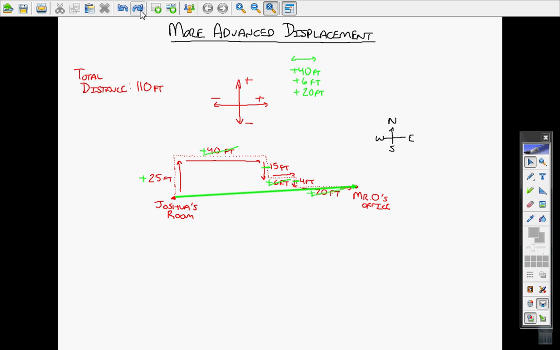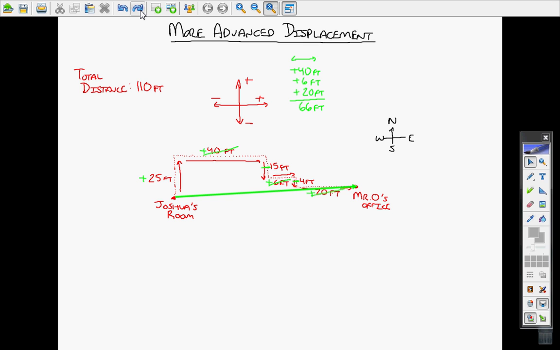All right, now if I put all that together, what I can see is that, first of all, they're all positives, which means I just continued to move to the right and I never moved to the left. So I walked to the right a total of 66 feet. All right, now we'll come back to that 66 feet in a second.